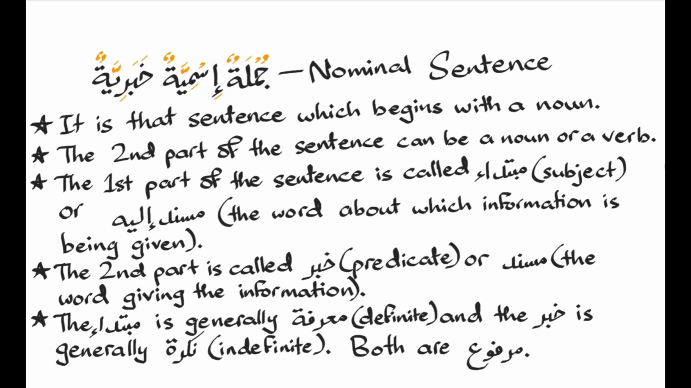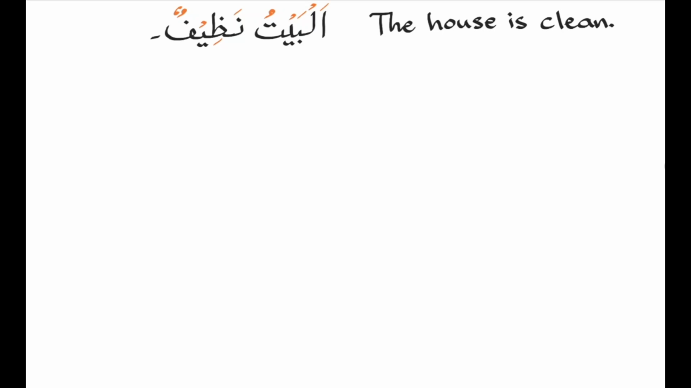Let's take an example. Al-baytu nadhifun. The house is clean. In this sentence, notice that the first part of the sentence, al-baytu, is the mubtada, the subject, also known as musnad ilay, and the second part of the sentence, which is nadhifun, is khabar, predicate, also known as musnad, the word giving the information.